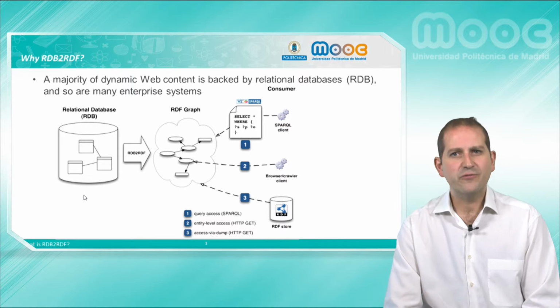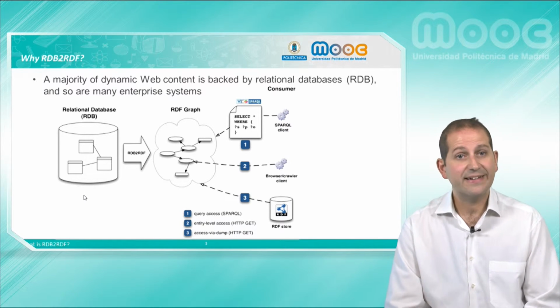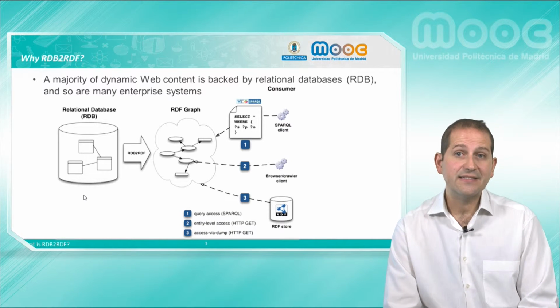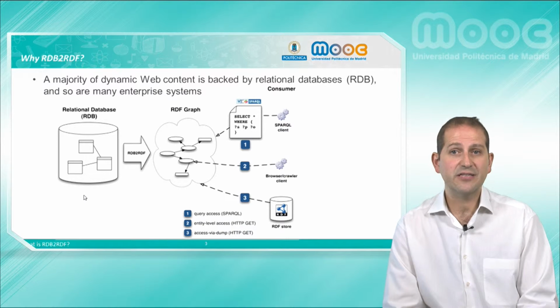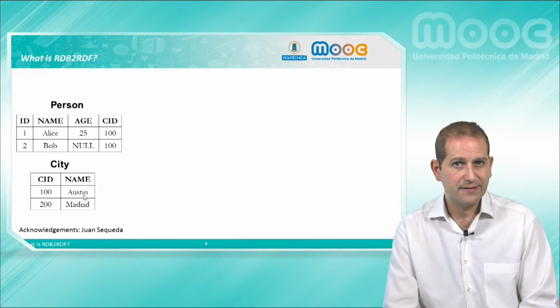What do we get when we make relational data available as RDF? Well, basically we get an RDF graph, which can be queried using SPARQL, accessing directly its resources if the data is published as linked data, or made available as an RDF dump.